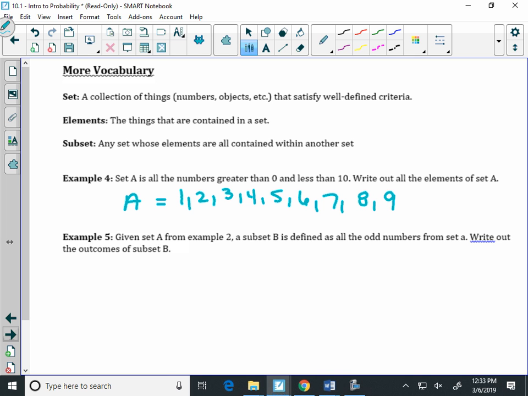Example 5 says, given our set from example 4, sorry, that should be example 4, a subset B is defined as all the odd numbers from set A. So we're going to write out set B. So look at set A. What are all of our odd numbers from that set?